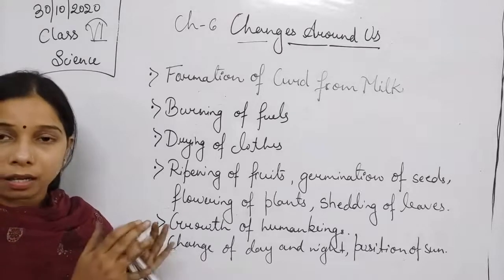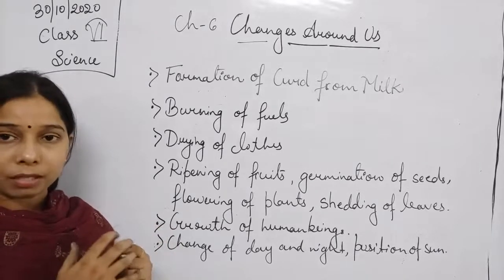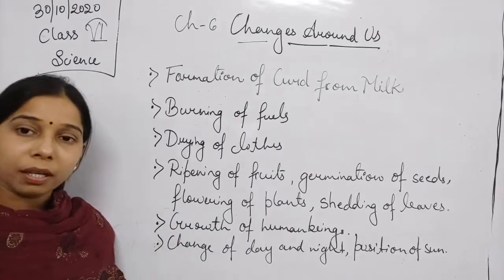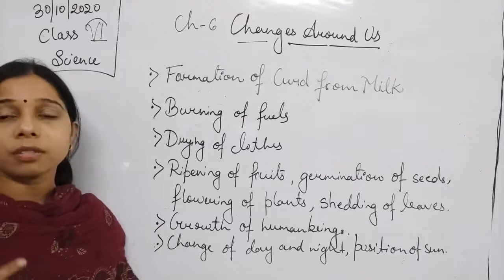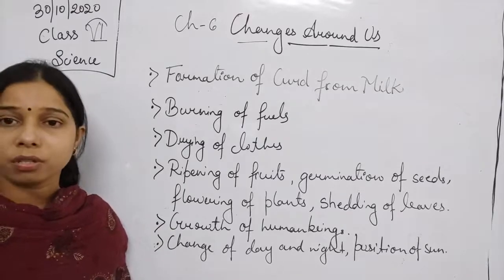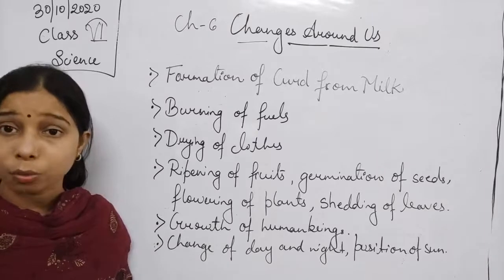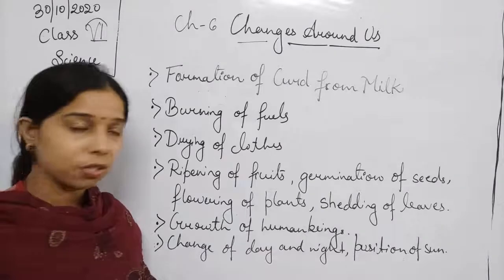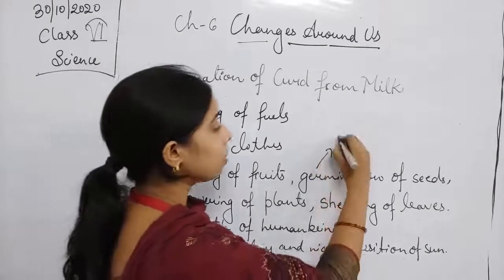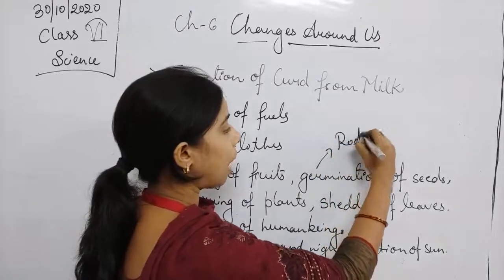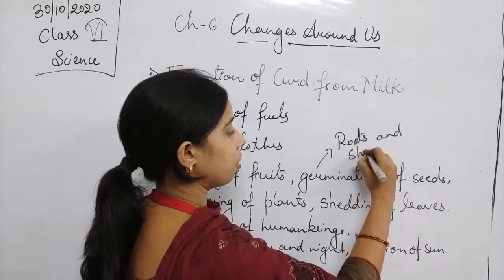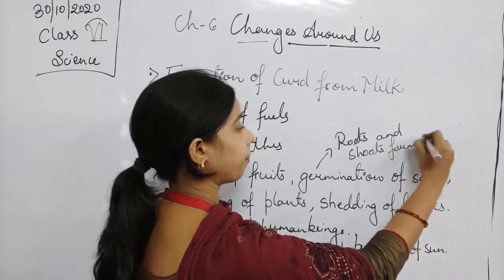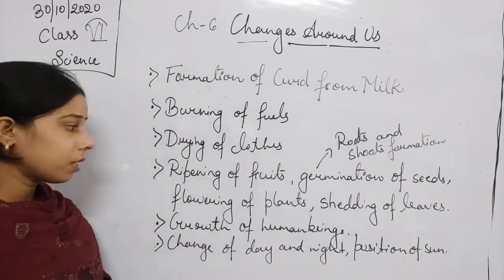When we keep it in a wet cloth or a muslin cloth for a whole night, the next day you will find that the seed germinated. It means a white structure comes out from it, which shows the germination of the seeds. Okay, sprouting of the seeds. So we can say the germination of the seeds occurs. When we talk about germination, let me tell you that it means roots and shoots formation. Okay, so germination of the seed occurs.